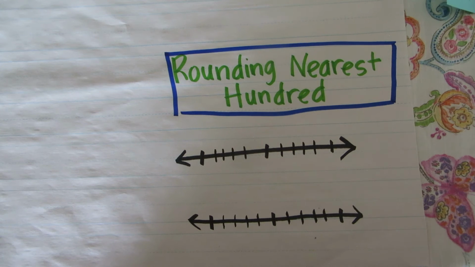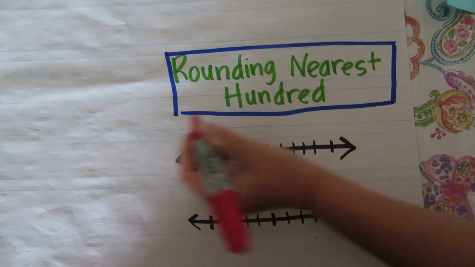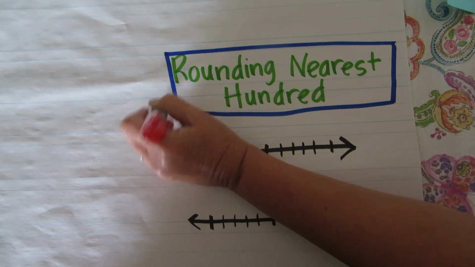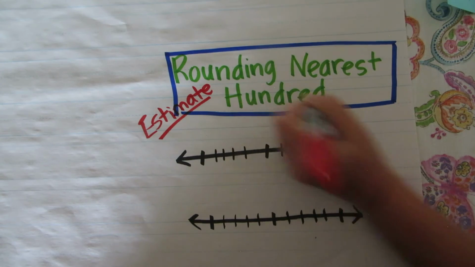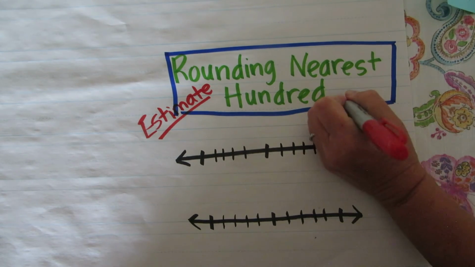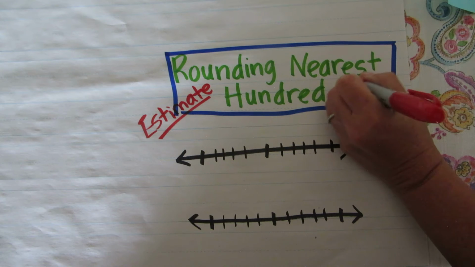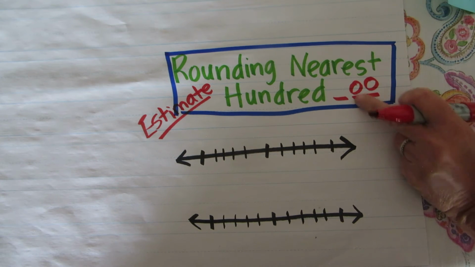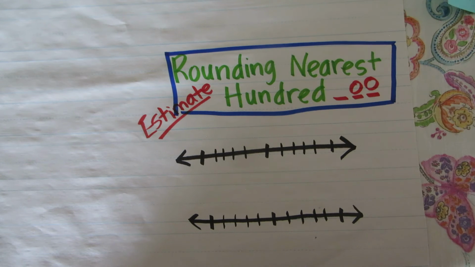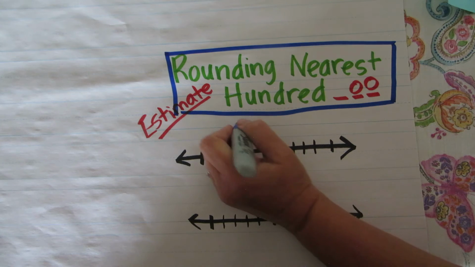So when we're rounding to the nearest hundred, rounding means that you're making an estimate. You're not using the exact number. You're using the nearest hundred, which means your 3-digit number is going to end with 2 zeros. There's going to be a 0 in the ones place and a 0 in the tens place. So let's take, for example, the number 389.